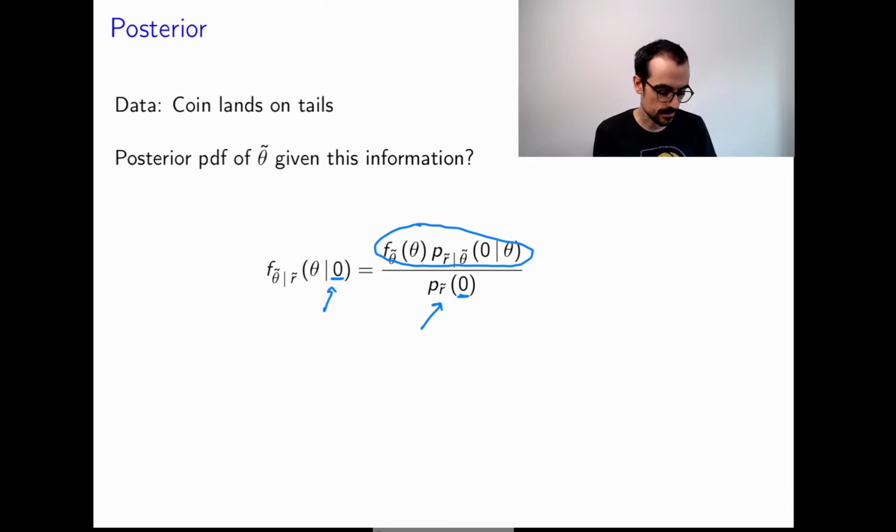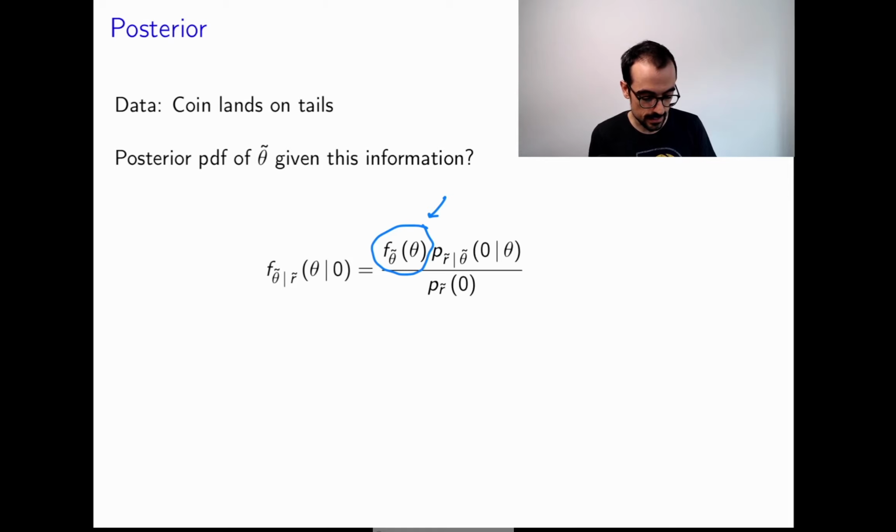So in this case, let's look at it carefully. What are all these values equal to? This is the prior distribution of the parameter. So this is just a uniform. Okay, so between 0 and 1, this is just going to be equal to 1. Here, this is a Bernoulli random variable conditioned on theta, right? What's the probability of 0 conditioned on theta? It's just 1 minus theta. So this is just going to be 1 minus theta.